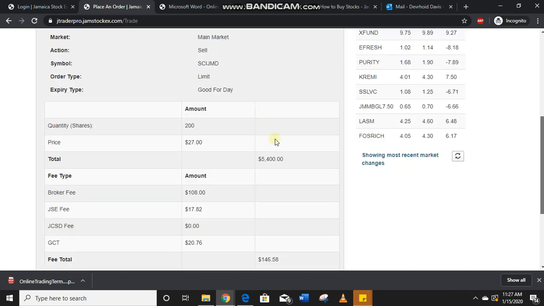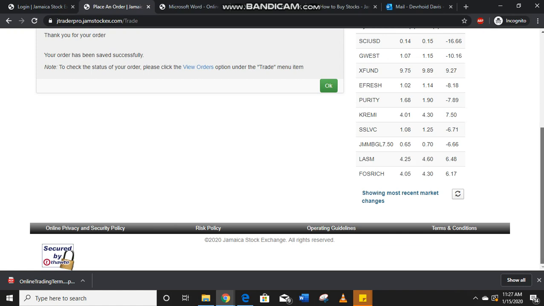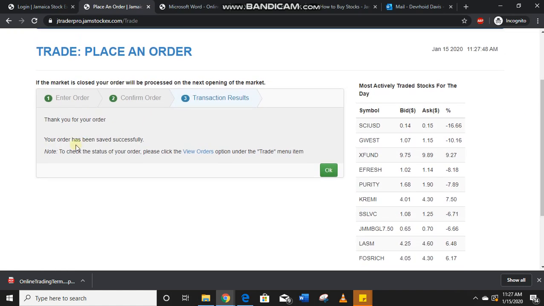Here it shows you what the gross total would be if you sold the 200 shares at $27 per share. And then in this case, the fees are subtracted from this total. So your total fees are $146.58. Check this and then you can confirm. It tells you here that your order has been successfully saved. And you can check the status of your order by clicking view orders.